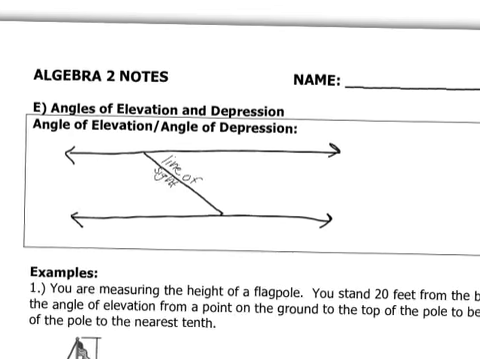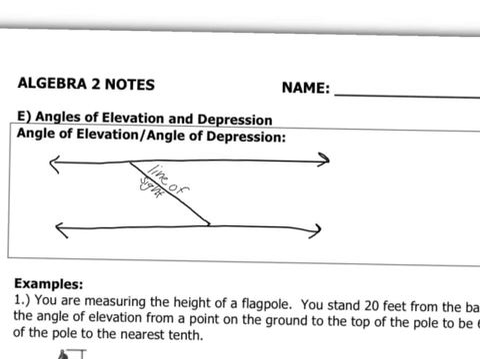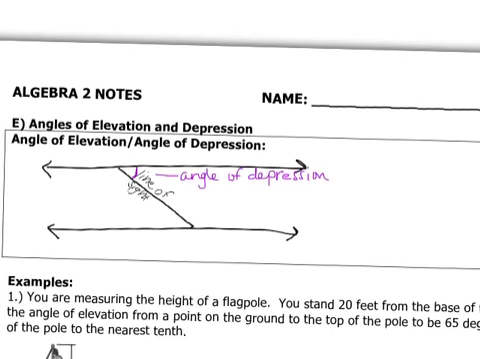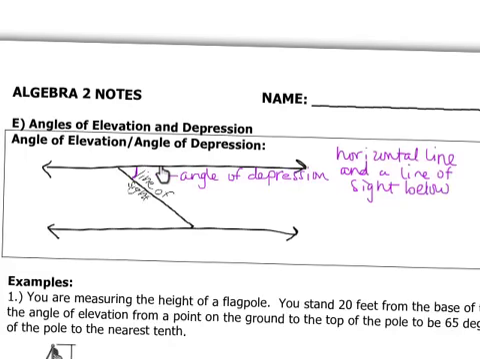The angle of depression is what I have marked in purple here. The angle of depression goes between the horizontal line and a line of sight below it. So you're going from the horizontal to the line of sight below that horizontal line, and that would be your angle of depression.